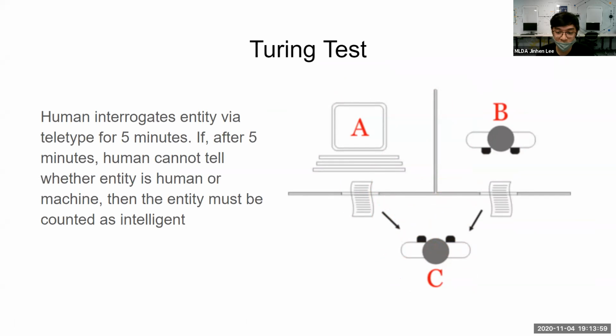After about 5 minutes of this conversation, if C is able to tell that A seems a bit funny and is a machine, then the machine is said to have failed the Turing test. But if A and B are indistinguishable, then A is said to have passed the Turing test. That is one of the tests introduced by Alan Turing in the 20th century.